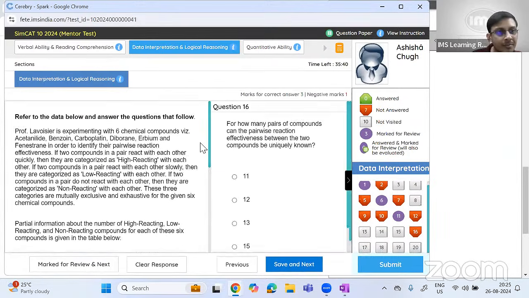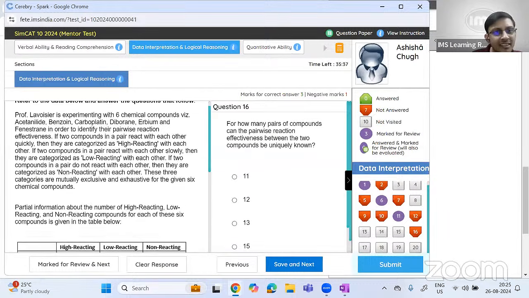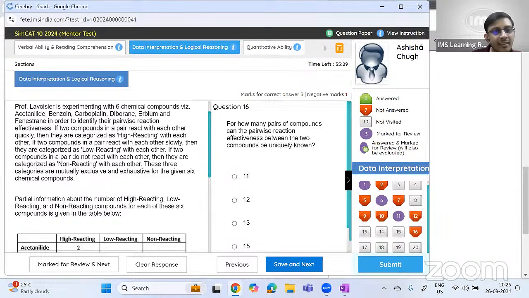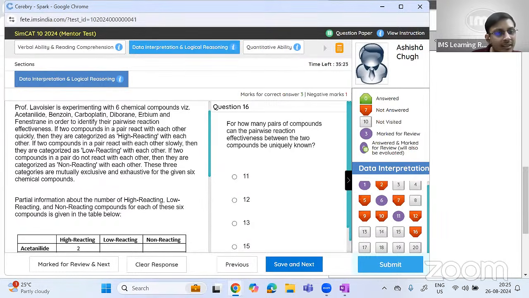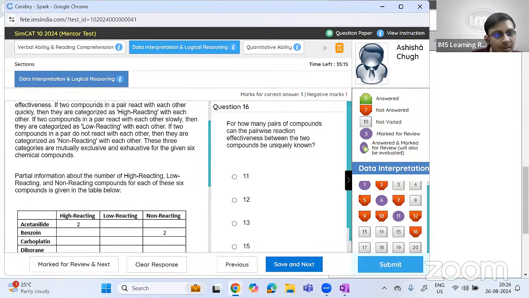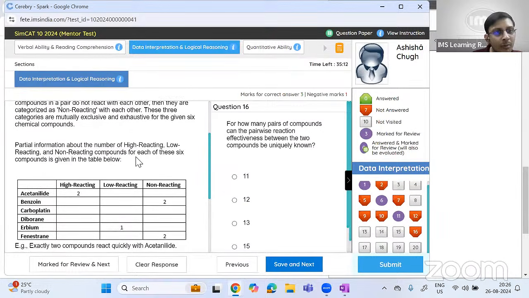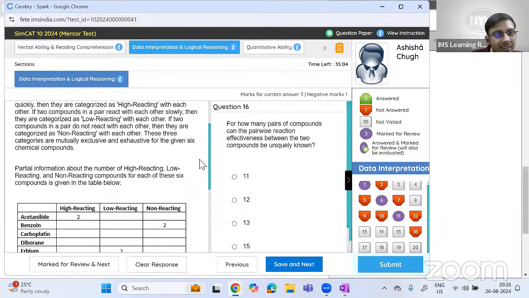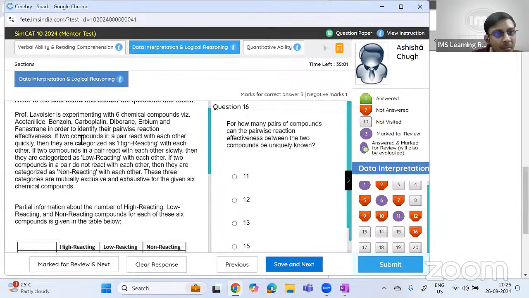And if I look at the last one: a professor is experimenting with 6 chemical compounds in order to identify pairwise reactions. If 2 compounds in a pair react with each other quickly, they are categorized as high reacting. Slowly, low reacting. If 2 compounds in a pair do not react, non-reacting. Mutually exclusive, exhaustive, okay. Now partial information about the number of high reacting, low reacting and non-reacting for each of these 6 compounds. These are the 6 chemical compounds.